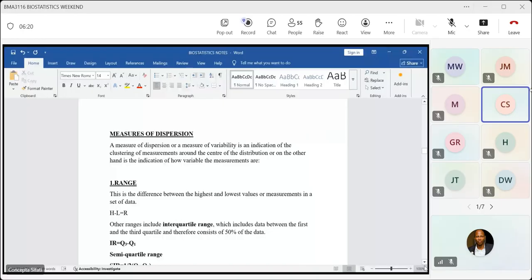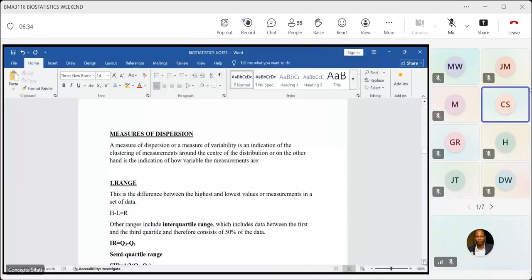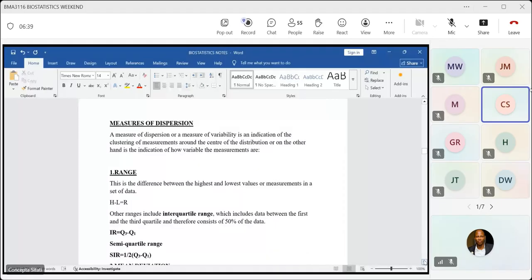So last week we were looking at measures of central tendency, and we said in measures of central tendency, we look at the measure of the location or the part of the data where most of the items are found. Now, when we look at the measures of dispersion, it is the same as looking at the variability or the clustering of data around the middle of the set of data.